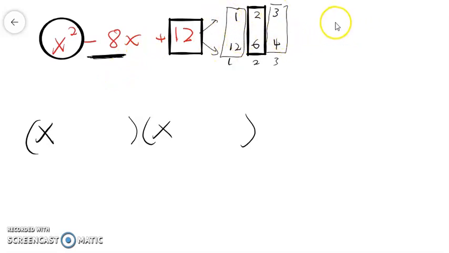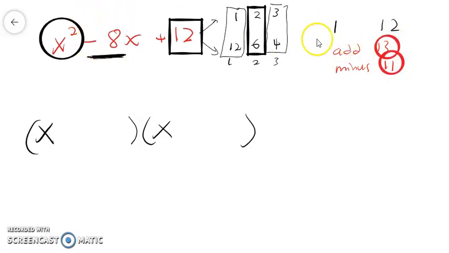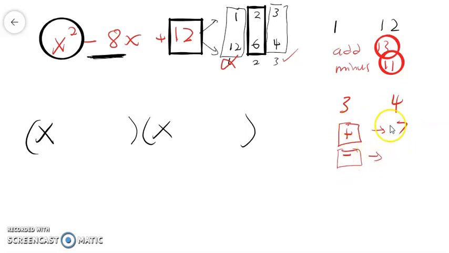Now we take the first pair, 1 and 12. If you add both of these numbers, you'll get 13. If you subtract, you'll get 11. 13 and 11 have nothing to do with negative 8, so it's not your answer. Now we try the third option, 3 and 4. We add both numbers, we get 7. We subtract, we get 1. Here we don't care about the positives or negatives. So 7 and 1 have nothing to do with negative 8.